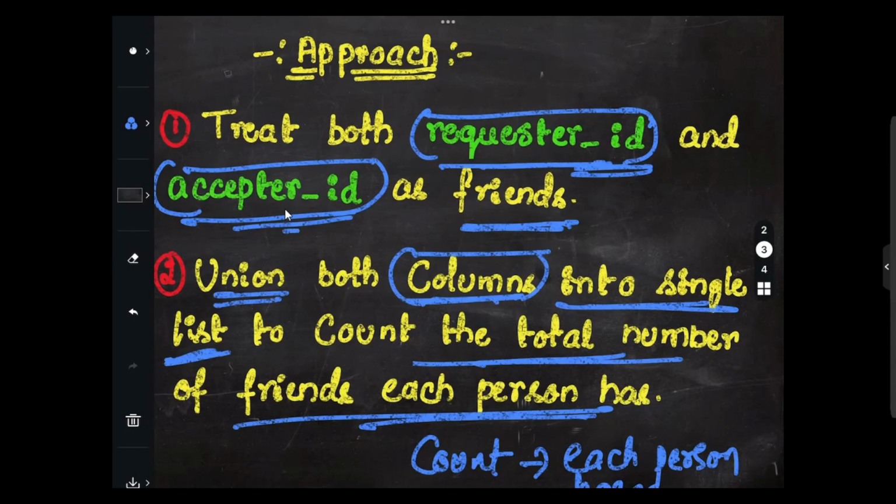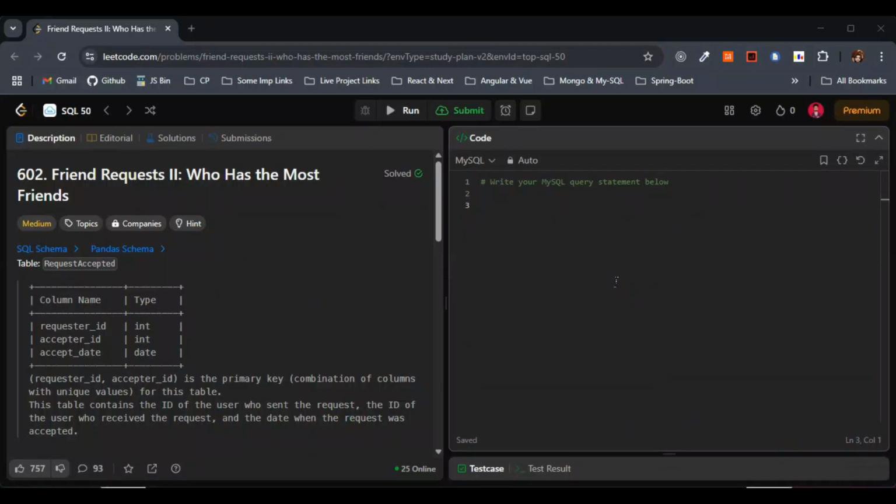As we are familiar with the approach now, it will be easier to write the query. Sorry. So now let's start writing the query. In this case, first step, we have to combine the requester ID and the acceptor ID into a single list. That's what we discussed, right? So let me make use of the with keyword here. I'll give combined_friends as, and let me open the parenthesis.